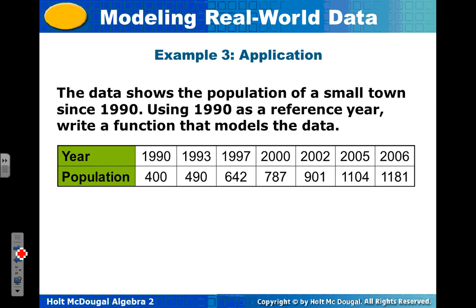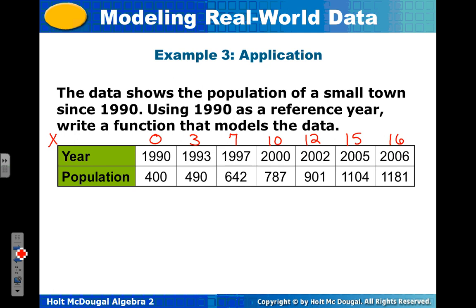This data shows the population of a small town since 1990. So let's stop right there. That's going to be year 0. 93 would be 3 years later. 97 would be 7. 2000 would be 10 years later. 2002 would be 12. 15, 16. Those are the numbers you're going to use for your x values because the years are x's.